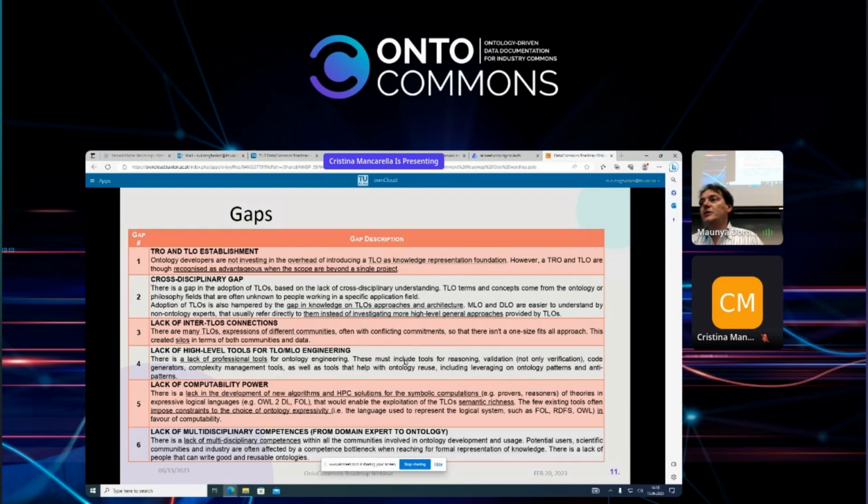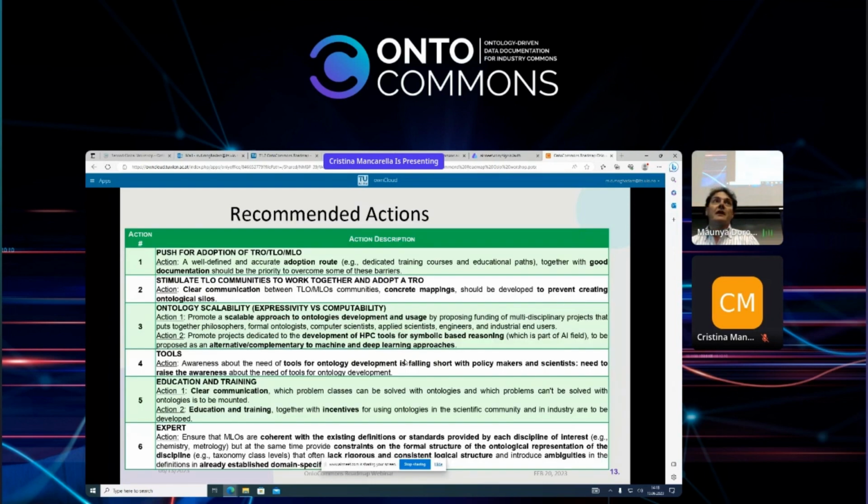And also, there is a lack of multidisciplinary competencies. So there are not enough professional figures that bridge between the domain and the semantic technologies. And the recommended actions try to cover this gap, and go from, for example, the definition of adoption routes and good documentation to promote the use of top-level ontologies, to stimulate the top-level communities to work together and to develop alignment, like we are doing in OntoCommons for 3 top-level ontologies, to promote scalability in the use of ontologies. So it's not always necessary to be extremely detailed with ontologies. You can also sometimes be high level in order to save computability in spite of expressivity.